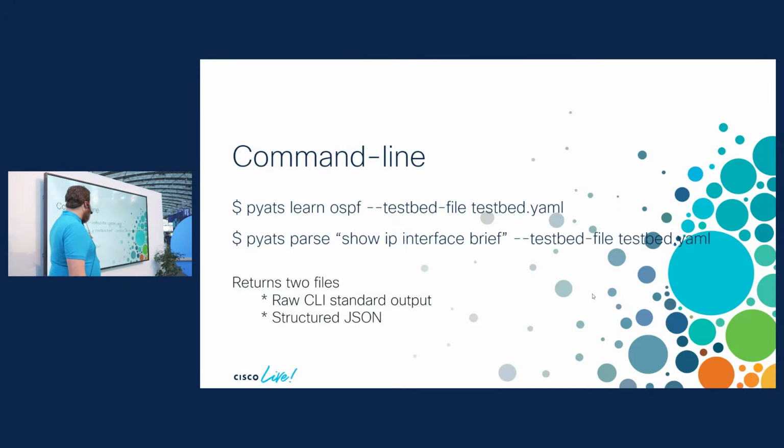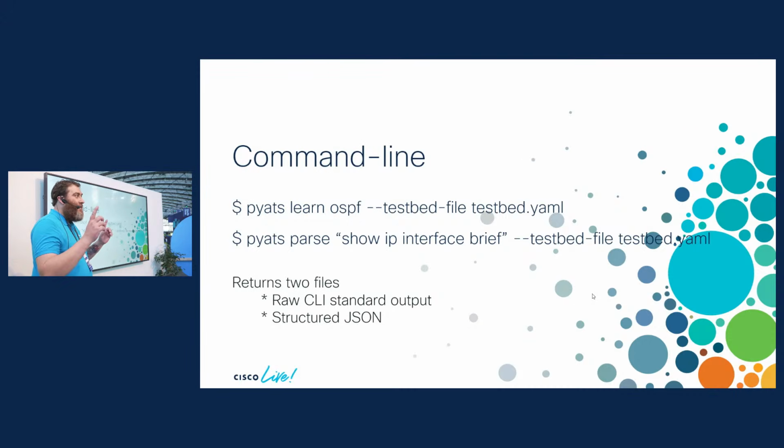pyATS parse quotes your show command, your testbed file from the CLI. Right away, I have JSON back from show IP interface brief. I haven't written a single line of Python at all. I've done my pip install pyATS, I've built a testbed, and now I can start doing these commands.